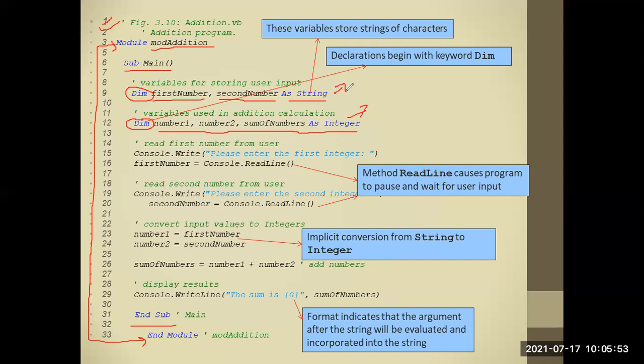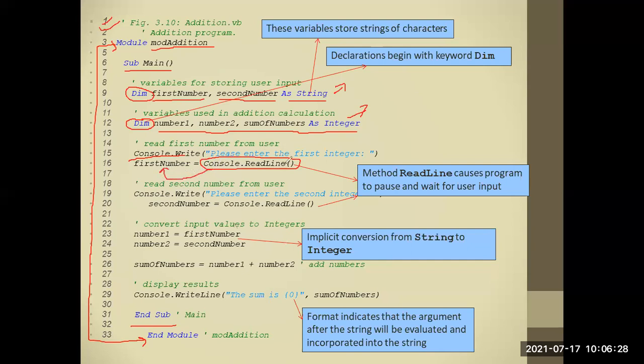Now we are displaying the message here: please enter the first integer number. Then console.readline is the method that causes the program to pause and wait for the user. This is the function which takes input from the user. Whatever input it takes will be in string format, and it is going to be stored in the first number variable.